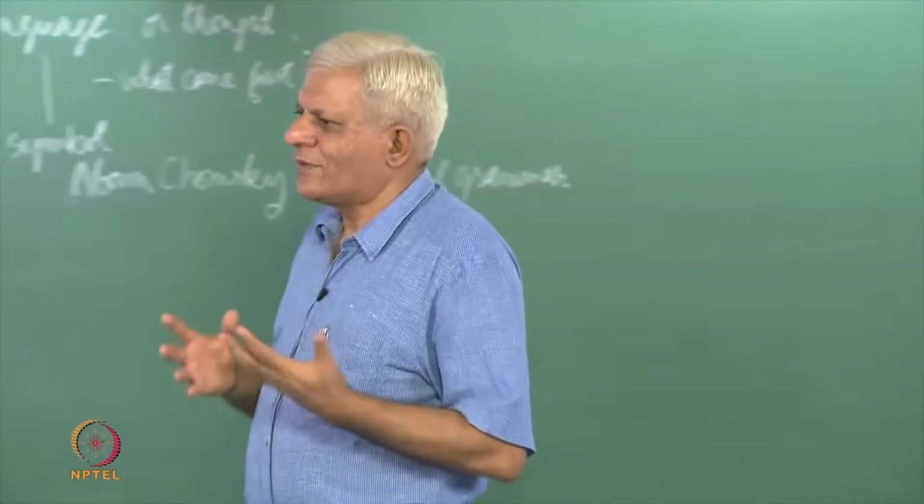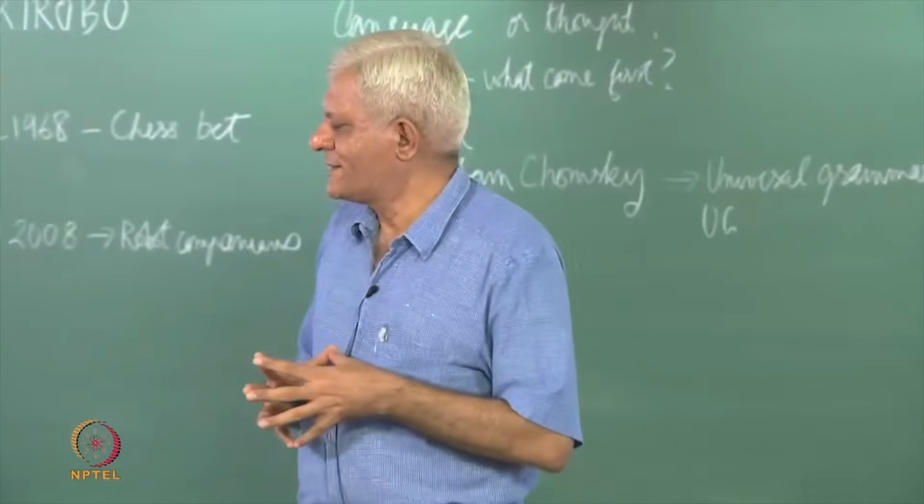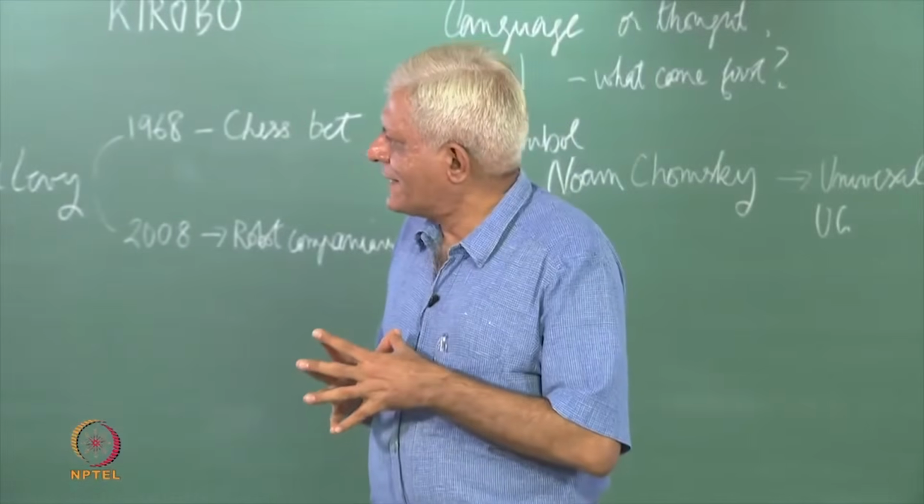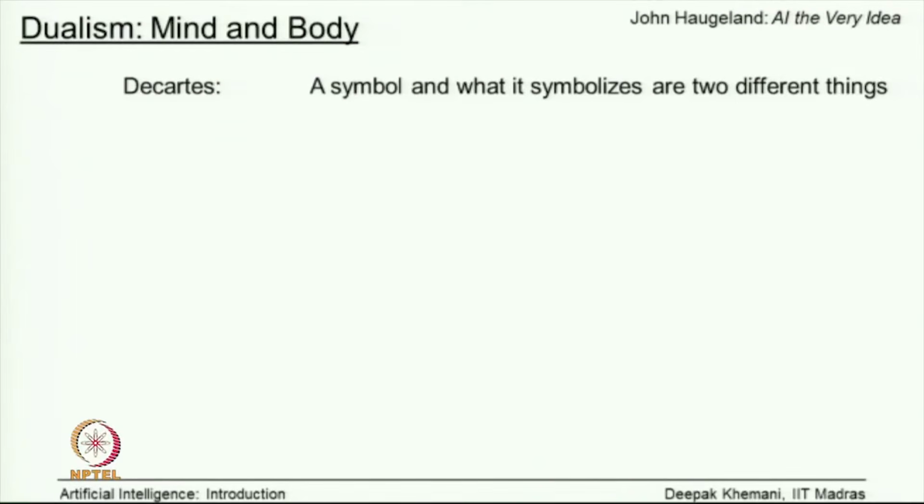So, there are different viewpoints about what the world is like, and Descartes was a dualist. He said that mind and body are two separate things, and that a symbol and what it symbolizes are two different things. If I say chalk as a symbol, it is a compound symbol made up of these letters, but it is nevertheless a symbol. So, chalk is a symbol, and this thing that I am holding in my hand is what it symbolizes.